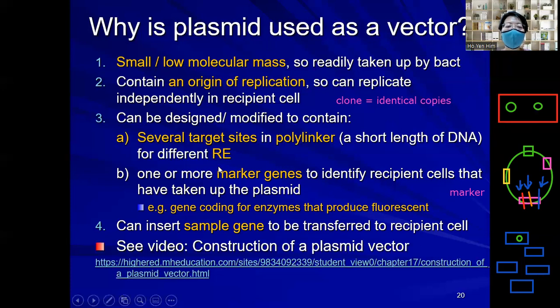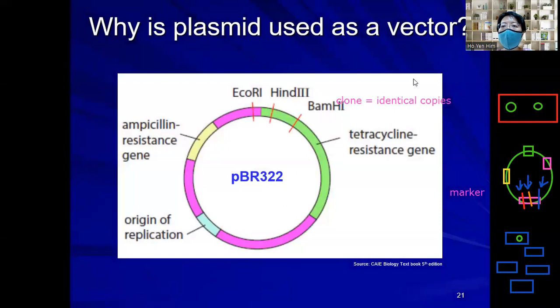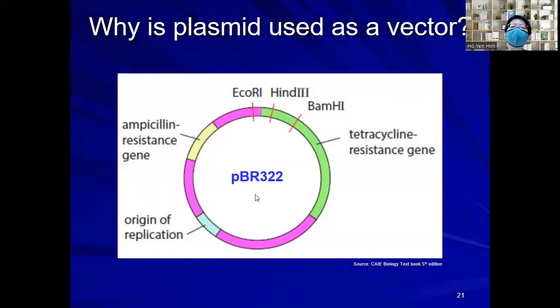Okay, full stop. Right. So this is an example of plasmid that has been designed by the scientists and used in genetic engineering of bacteria to produce insulin. So they basically use this vector to transfer the insulin gene to the bacteria so bacteria can produce insulin.